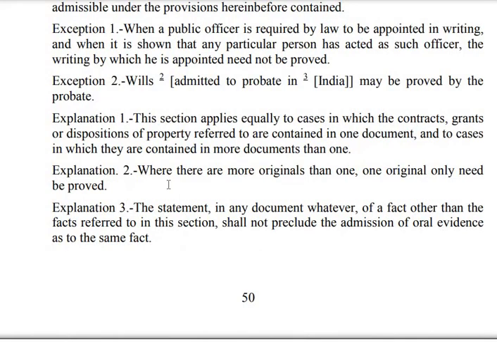Explanation 2: where there are more originals than one, one original only need to be proved.